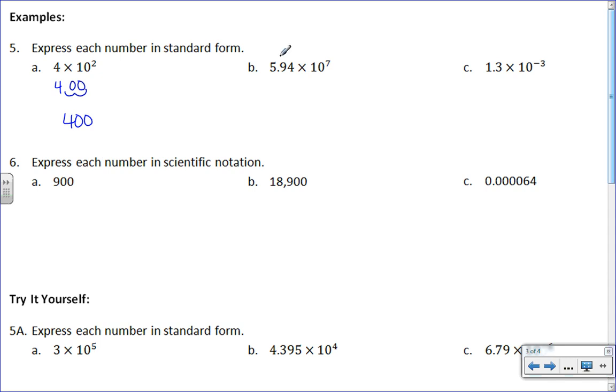Okay, let's do the same thing with b. We have 5.94, and we're multiplying that times 10 to the 7th. And again, because it's a positive exponent, we're going to be making this number larger. So we'll move 1, 2, 3, 4, 5, 6, 7 places. So we have 5, 9, 4, and 1, 2, 3, 4, 5 zeros.